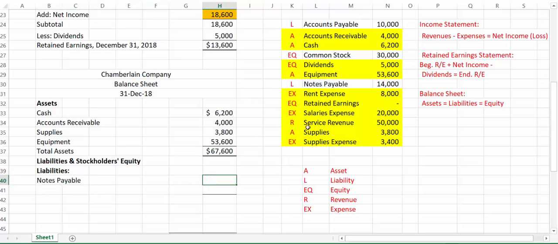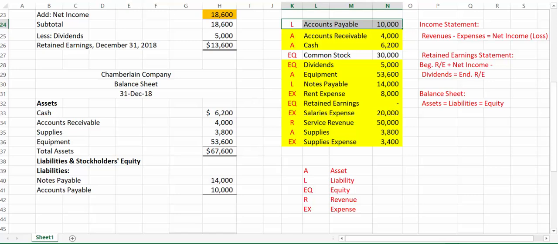And our notes payable are $14,000. I meant to highlight that, but that didn't work. And then we're going to do our accounts payable, and our accounts payable are $10,000. Let's highlight our accounts payable. And then we have our total liabilities. Our total liabilities are notes payable plus accounts payable.